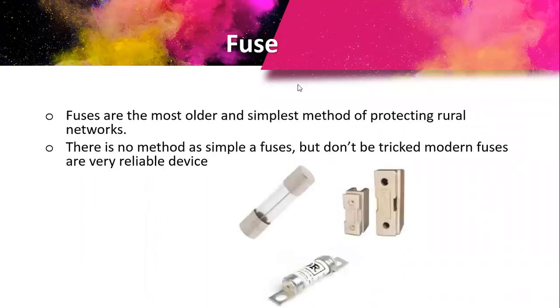Now, let us see what we mean by fuses. Once again, we have already seen this in the LV voltage system. Fuses are the oldest and simplest method of protecting networks. There is no method as simple as fuses, but don't be fooled. Modern fuses are very reliable devices.